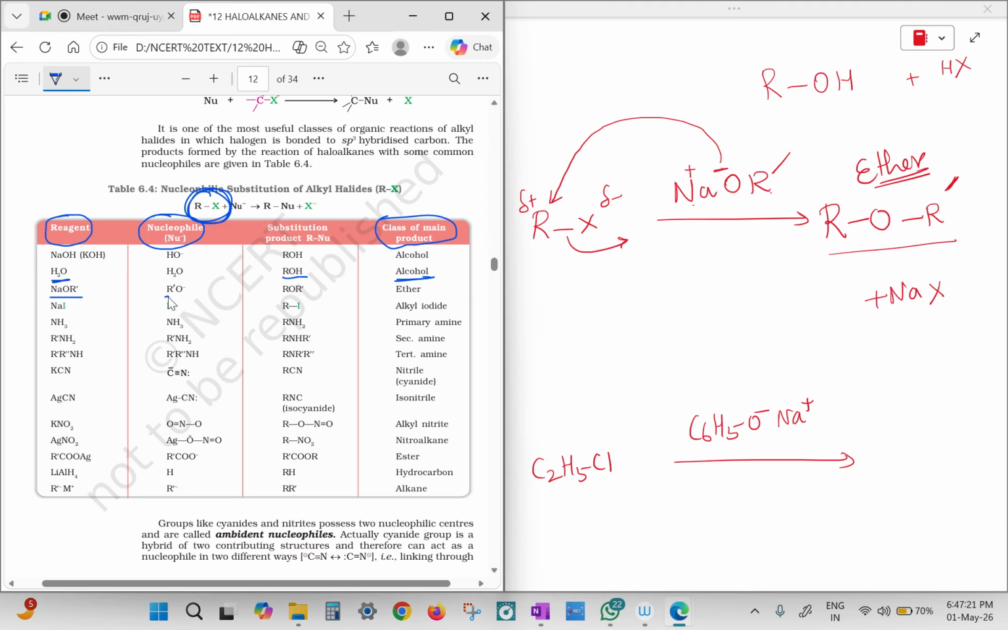NaOR dash, OR dash is the nucleophile. ROR dash is the main product, which is called an ether. Is that clear?